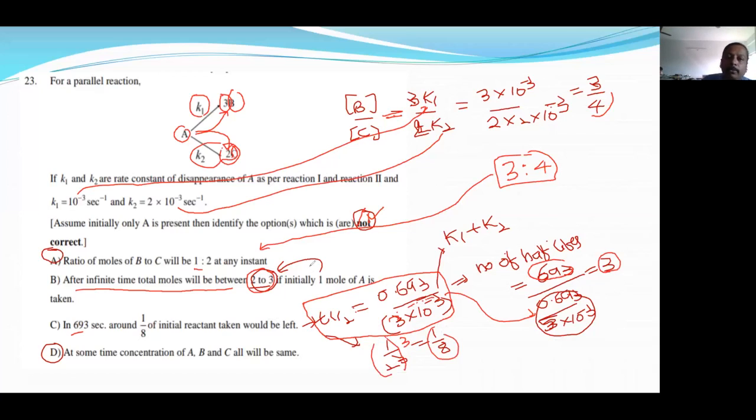But we cannot select it. Why? Because the question is not to select the correct answer. You have to select the wrong answer. Okay. At some time, concentration of A, B, and C all will be the same. Never will be the same. If one molecule goes to C, it will produce 2 moles, and B will be 3 moles. So it can never be the same, because 3:4 will be maintained at all times of the reaction. Okay.